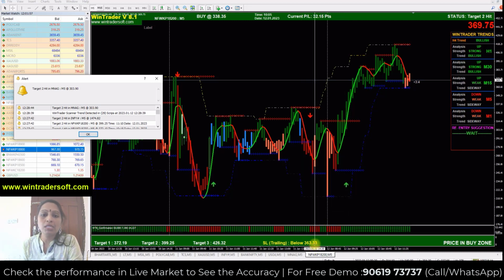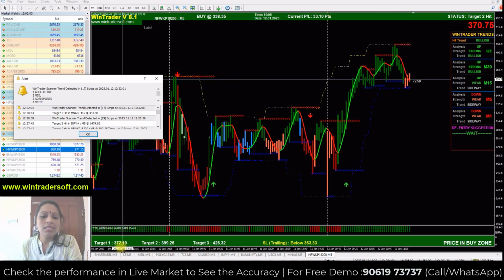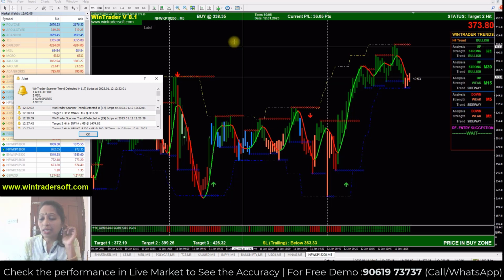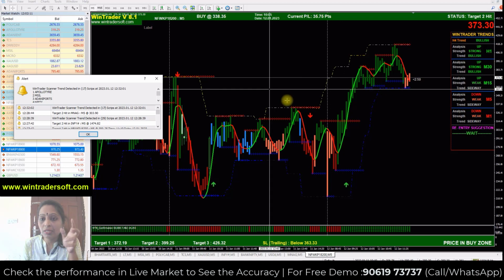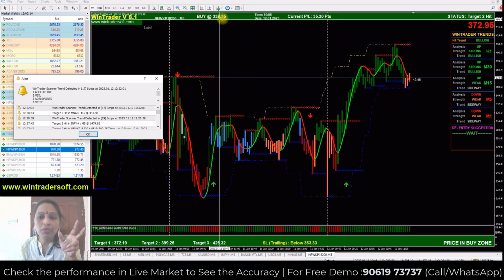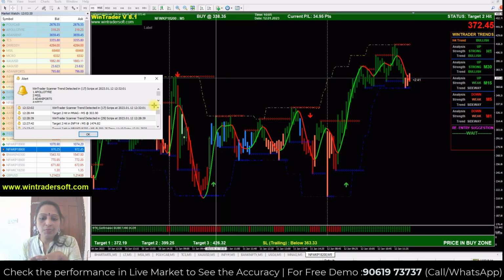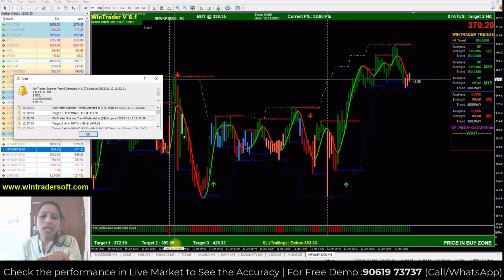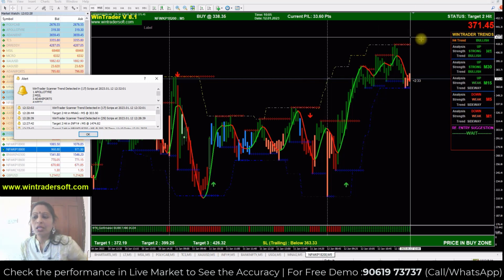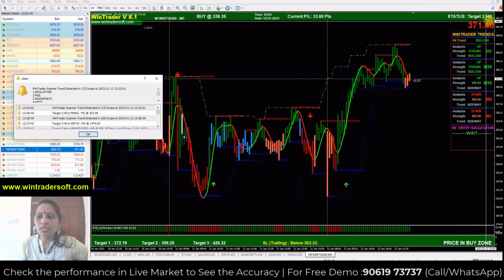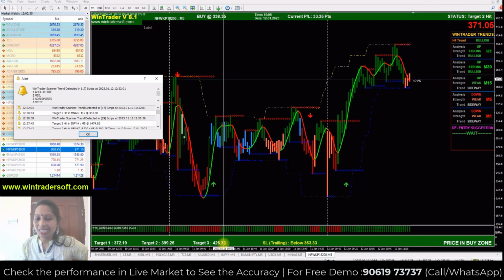Below you can see the stop loss and the trailing stop loss, and on the left side you can see the targets: first target 372, then 399 and 426. For example, this was a confirmed signal and we got an entry at 338.35. The first target was 370.20, the second target was 399.25 and the third was 426. Sorry, only 2 targets were achieved. You can see in the status bar on the dashboard, target 2 hit. That means the third target was not achieved.